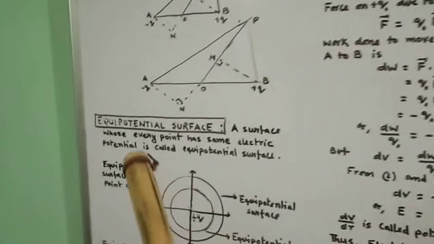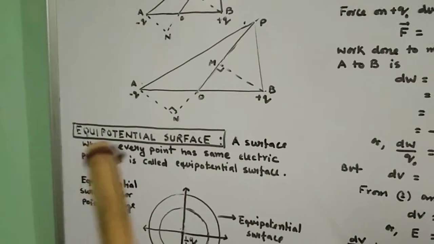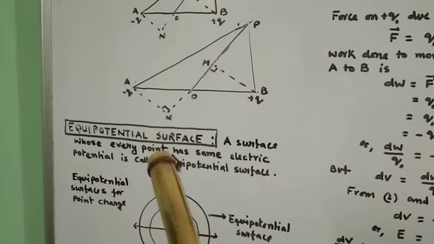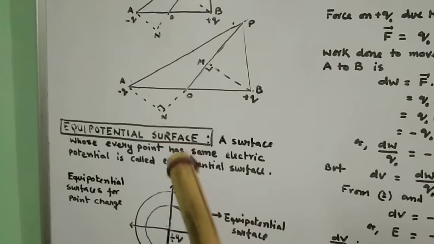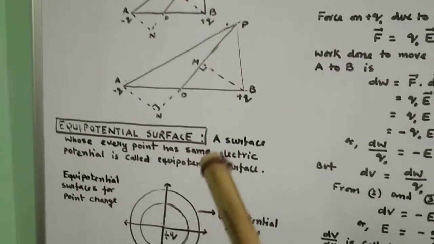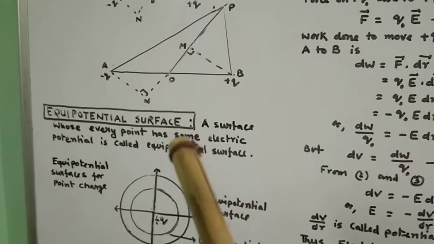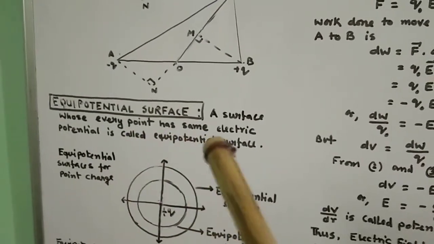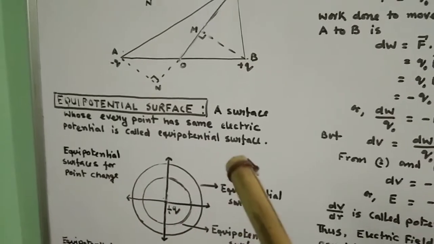Now let us go for equipotential surface. The name equipotential means potential is identical. Now if we go for the expression for the potential, V equal to KQ by R, what changes? Q and R. If Q is same and R is same, then the potential is identical. So you see the definition: a surface whose every point has the same electric potential is called an equipotential surface.